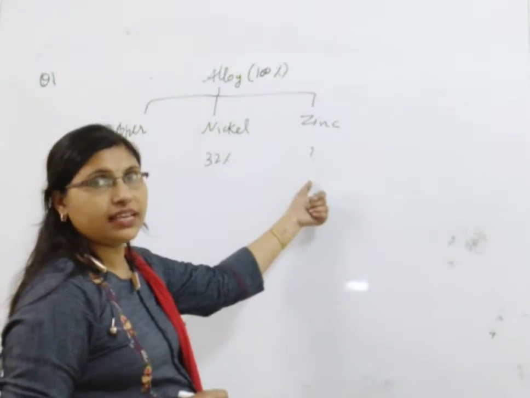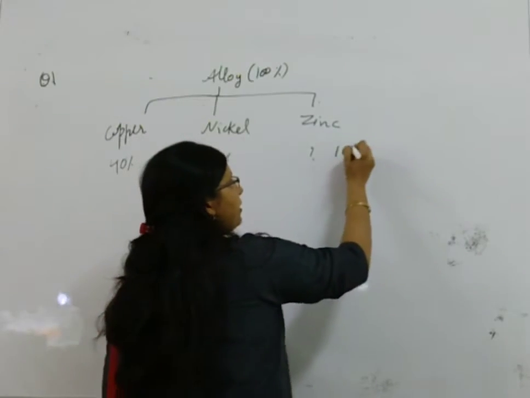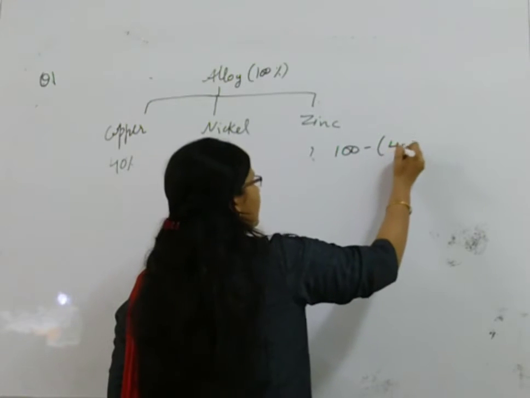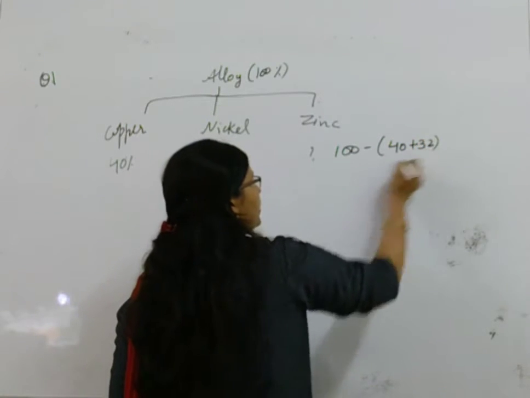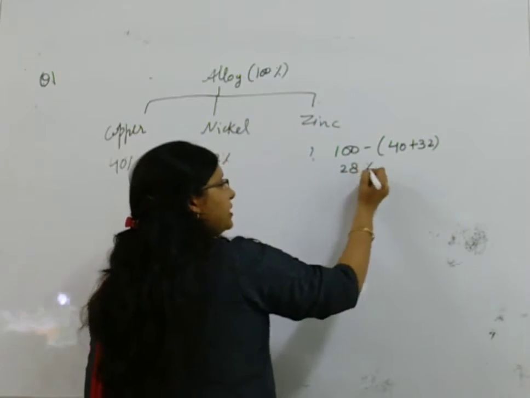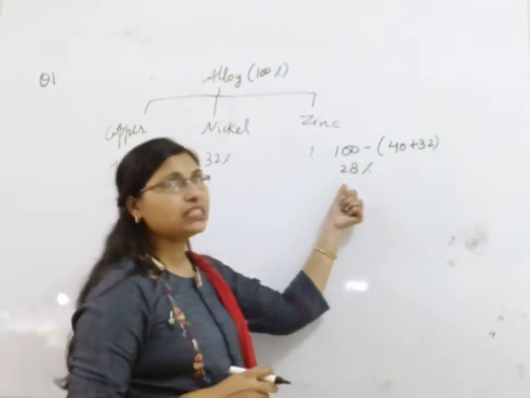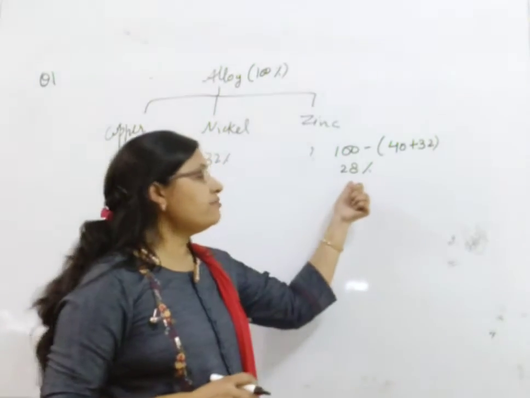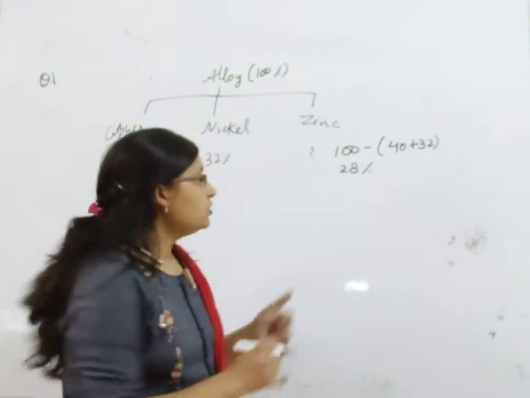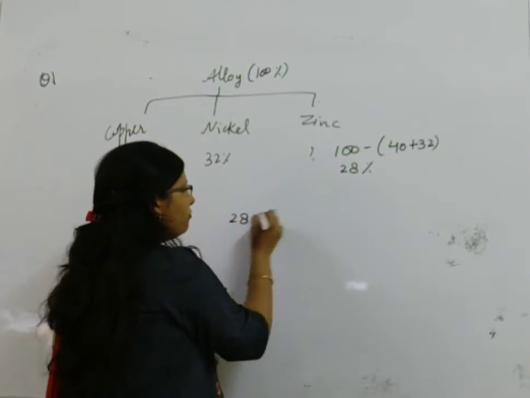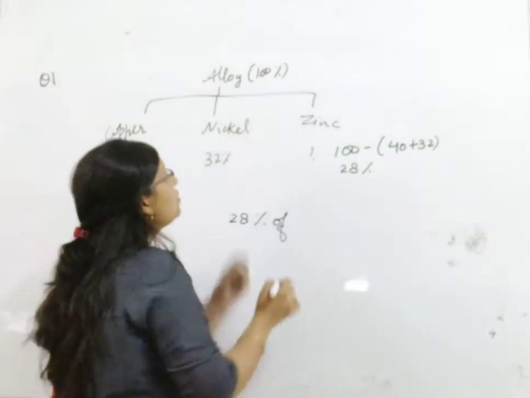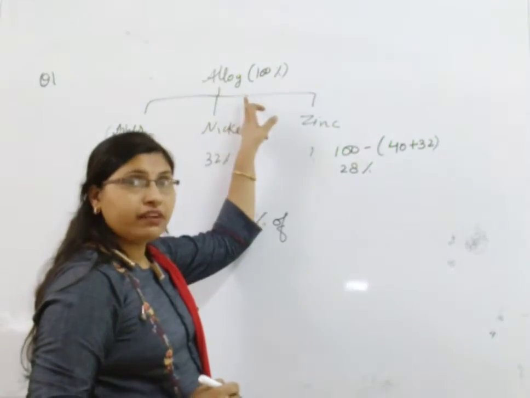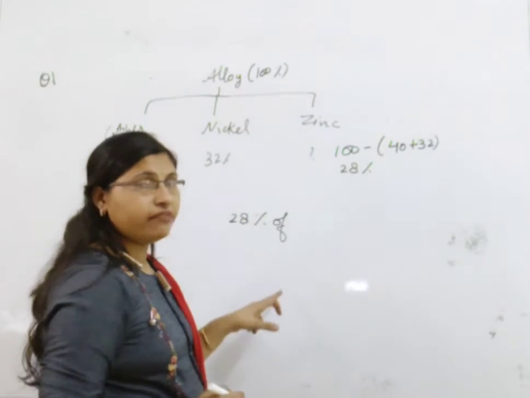So how much is the zinc? We can calculate 100 minus (40 plus 32). So it comes out to be 28%. This is the percentage form, and we want to calculate the value form. So how can we calculate the value form? So 28% of what? Of the alloy in value form, because we are calculating the value form.